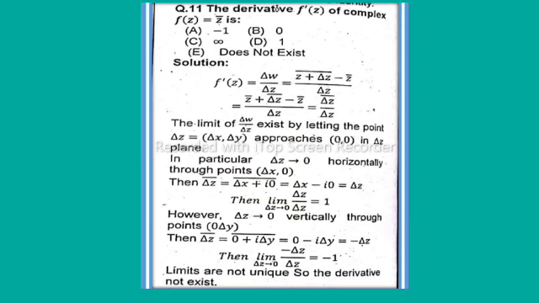The limits are not unique, so the derivative does not exist. So option E is correct, that is, does not exist.